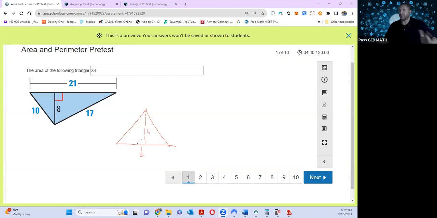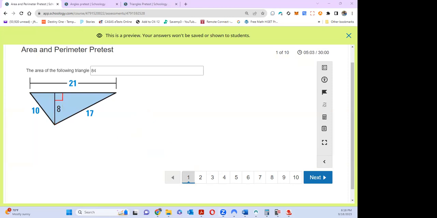So here, when you have this triangle, the thing I want to tell people is the height always touches the base. Always. So this is how you find the height of something. It's very easy to see. Here, we know that's the height. It doesn't touch the 10, doesn't touch the 17, only touches the 21. That's how we can tell what the base is. Got me? Yes. All right.